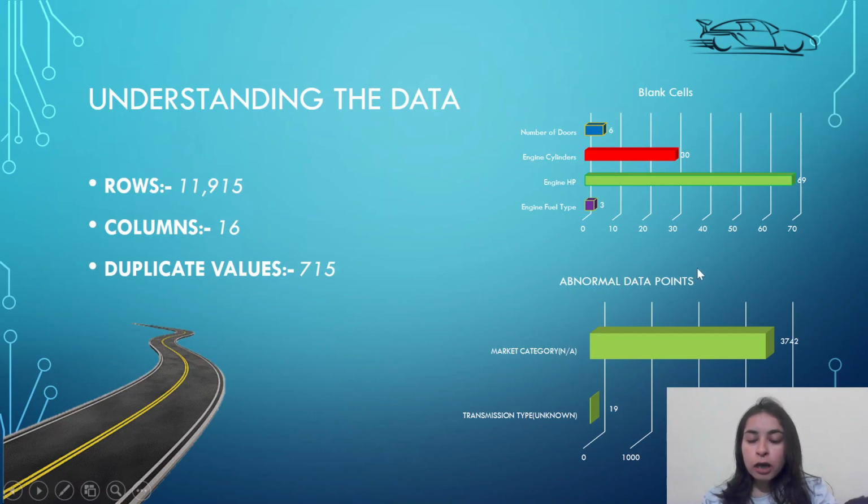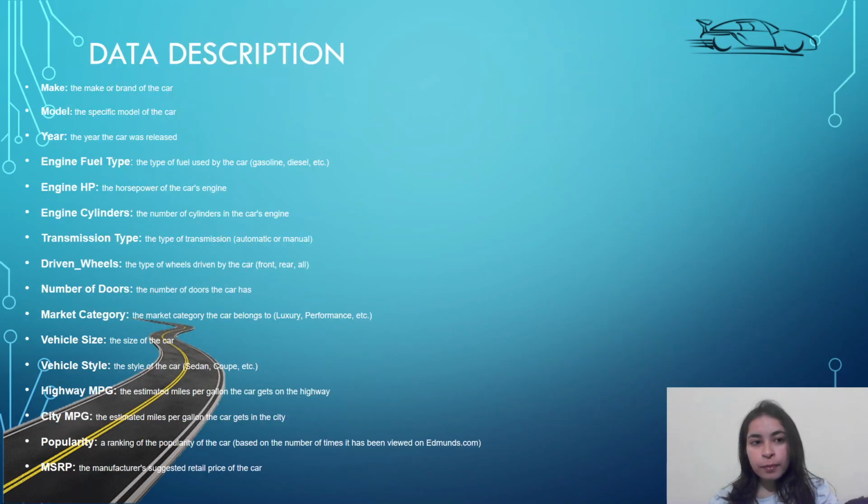If we talk about abnormal data points, I also found that there are two kinds of abnormal data points in this data. The first was NA and the second was unknown. We're going to deal with them in the further analysis. This is all the data description that we have to go through in order to understand the data in a much better way.